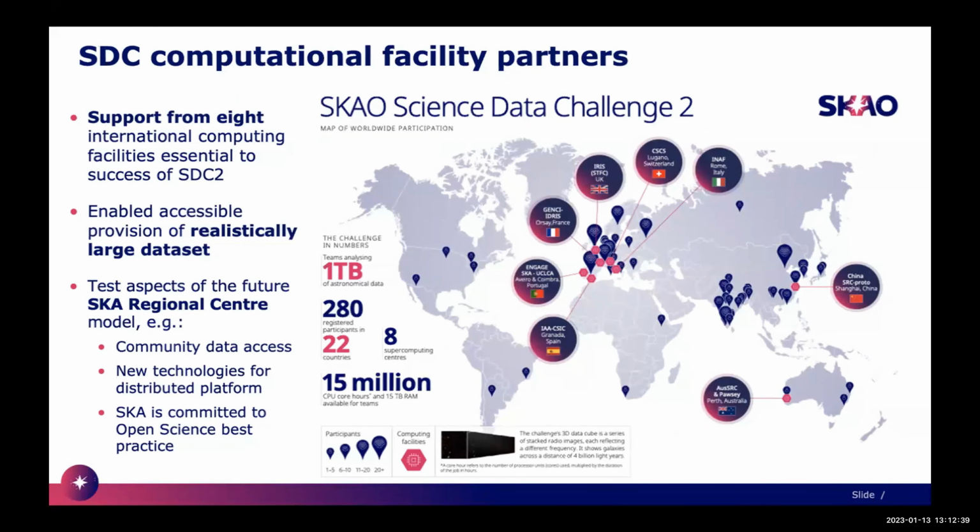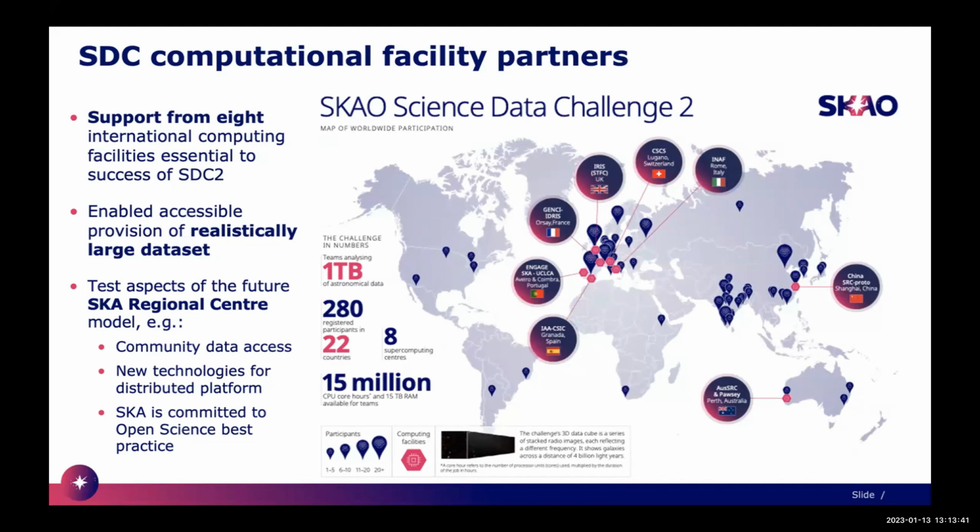In order to be able to provide these, we want to make sure our data challenges are as inclusive and as accessible as possible. So to be able to provide these data sets to our participants, we are working with the very generous help of our international HPC partners. On the map here, you can see the partners who worked with us in the second Science Data Challenge. These partners use their facilities to host our data sets, but also to provide computational provision for our teams. Teams would access the data at those data centers and would complete their analysis methods on the data centers as well. So not only does this allow us to provide realistically large data sets, but it also allows us to test some of the aspects of that future SKA regional centre model.